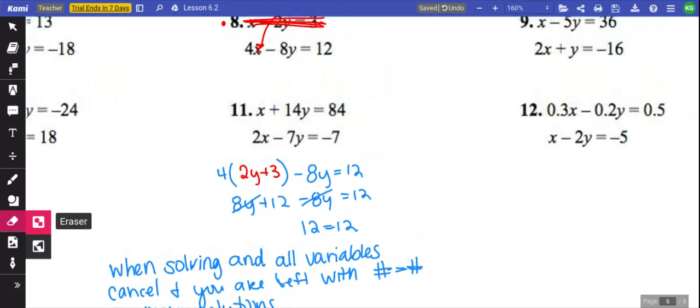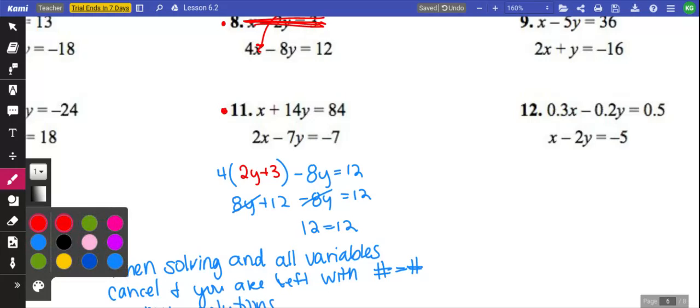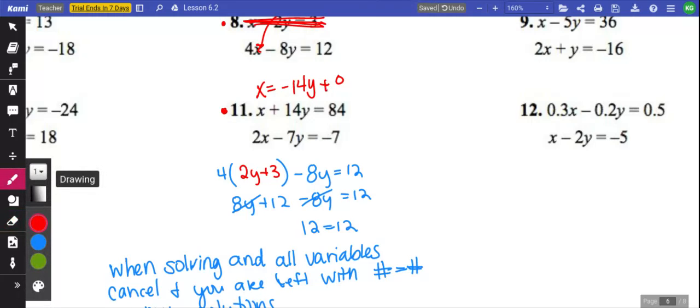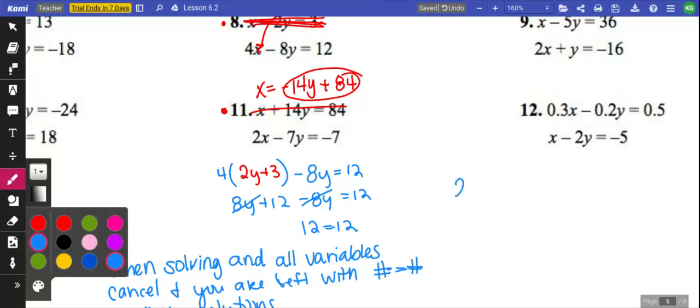Okay, so now let's look at number 11. Again, I'm going to take this top one and subtract 14y to both sides, so that I have one equation, one variable by itself. So when I rewrite the second equation, it's going to become 2, instead of x, I'm going to write negative 14y plus 84, minus 7y equals negative 7.